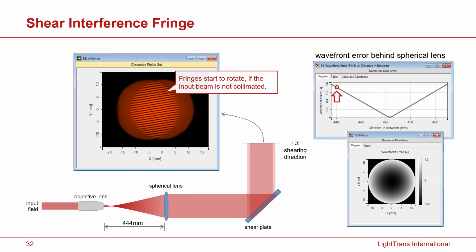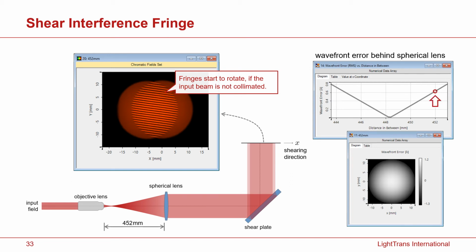If you change the distance between the two lenses, let's make it smaller, or let's make it a little bit larger, then you're going to see the rotation of the interference fringe. You're still seeing them parallel, but they are no longer orthogonal to the shearing direction. And this is exactly a well-known effect and a practical way to test the quality of beam collimation. All of these are simulated with VirtualLab.